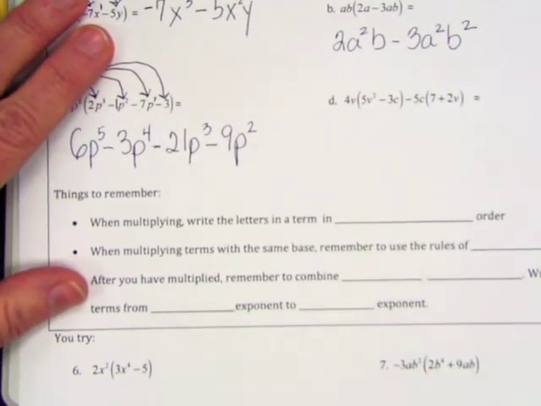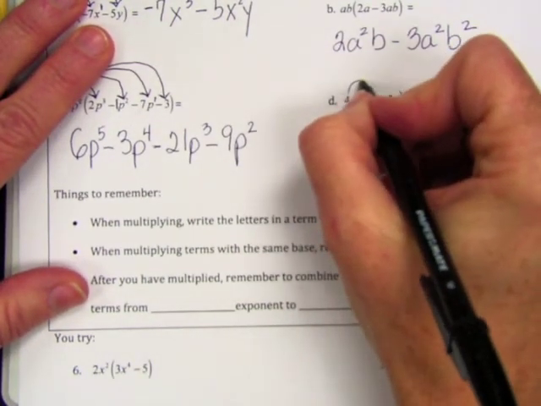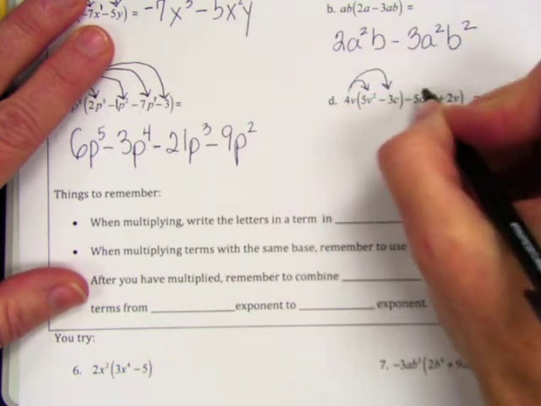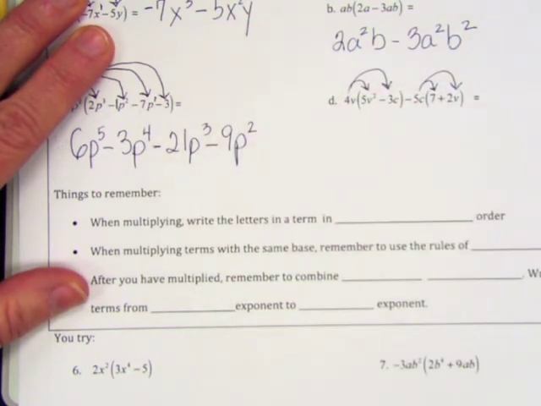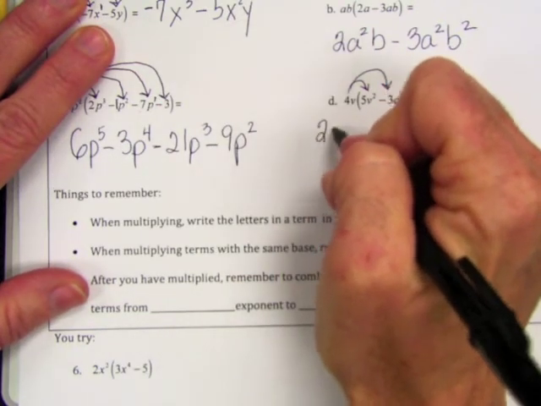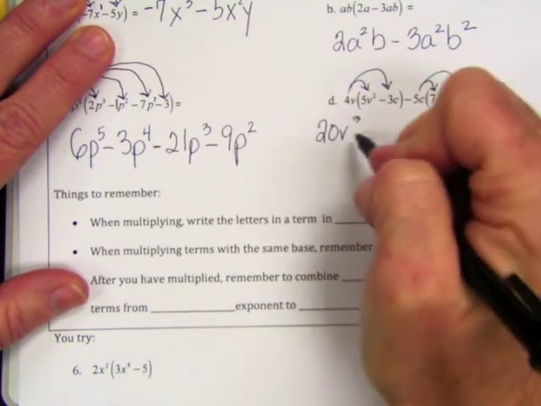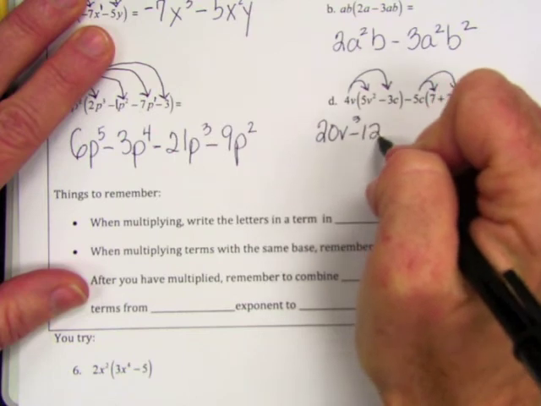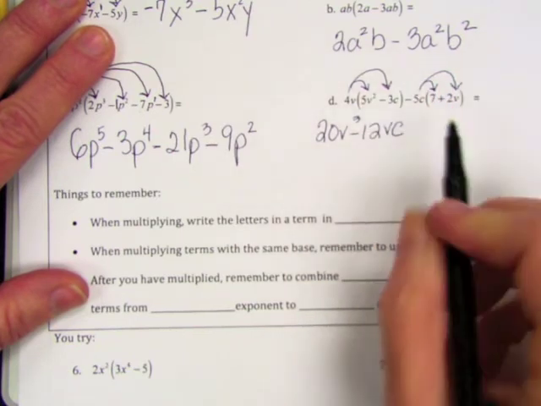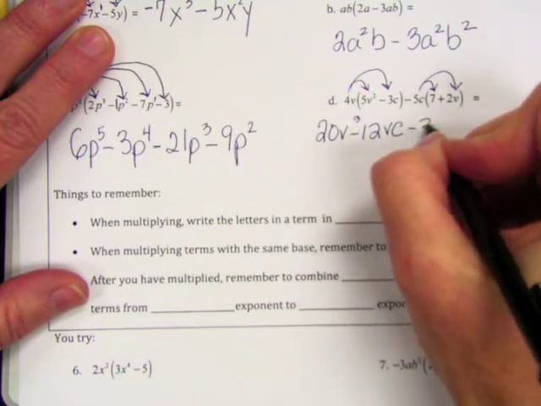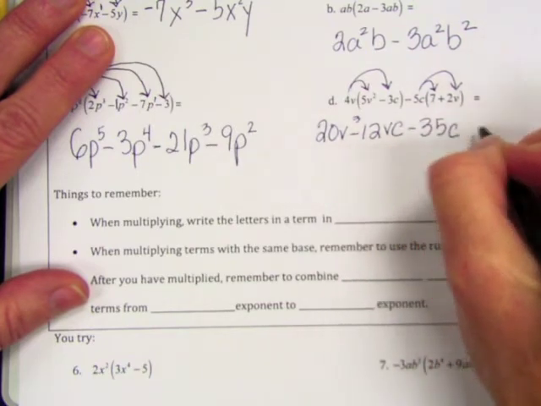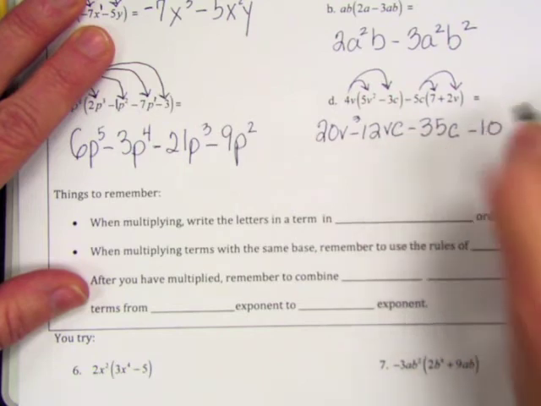For D, we have double distributing. So distribute, distribute, distribute, distribute. And let's see what that's going to look like. That's going to look like 20b cubed minus 12bc. Now this one's tricky because remember you have to distribute that negative. Minus 35c minus 10.